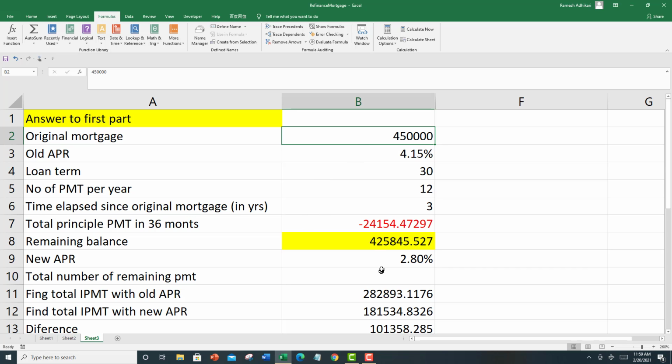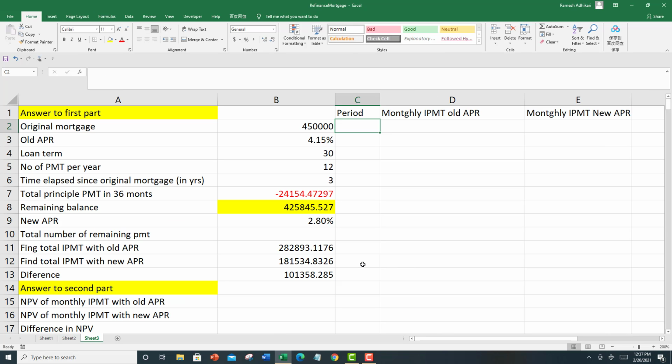Now we want to go and do second part and third part. In the second and third part of this question, it asks us to find out the present value of interest saving. So in order to compute that, what I need here is the monthly interest payment for the remaining balance using that old APR and new APR.